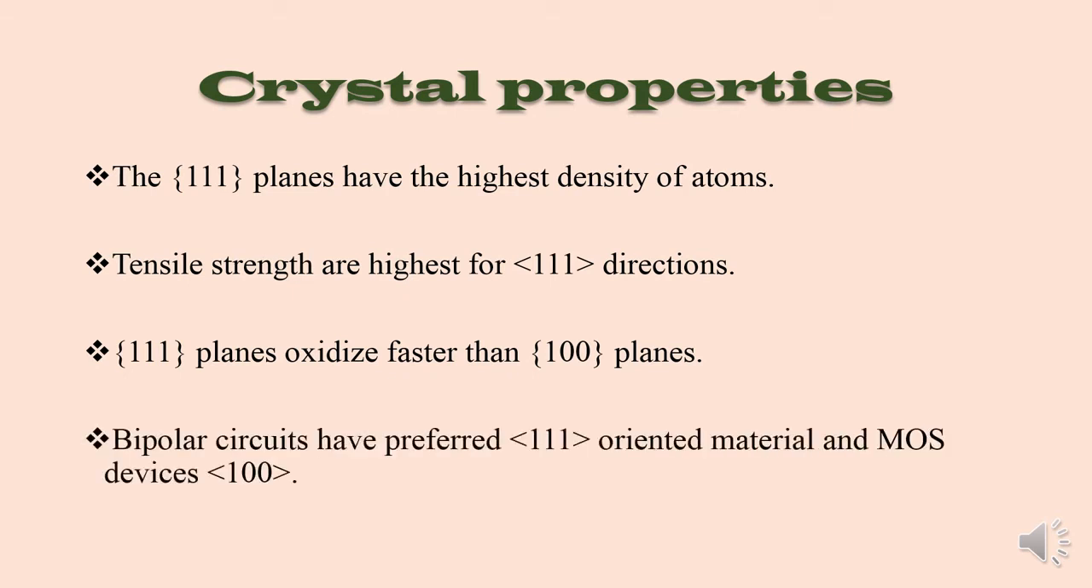That's why bipolar circuits prefer 111 oriented material and MOS devices prefer 100 oriented material. So these are all expectations, but the real scenario is different. In this lecture, we talk about this ideal versus real scenario of the crystal wafer.